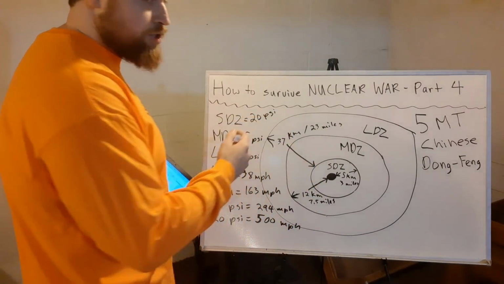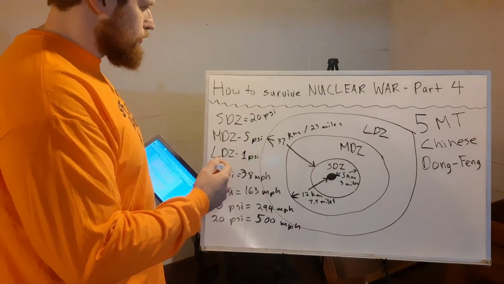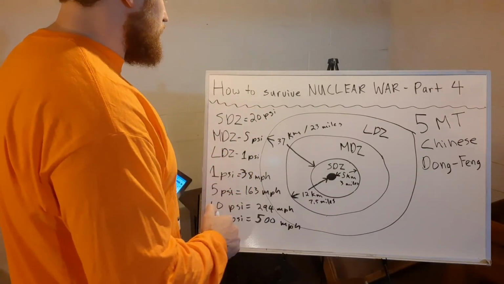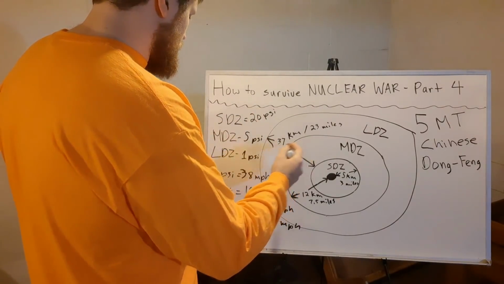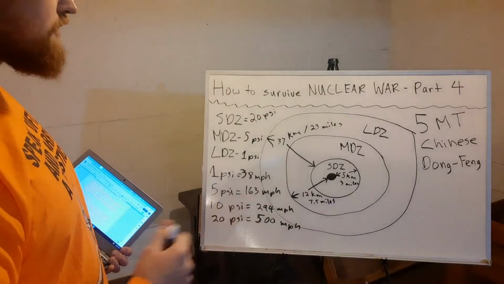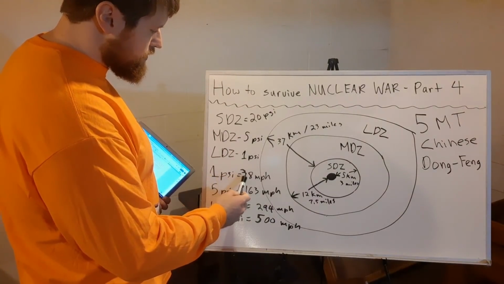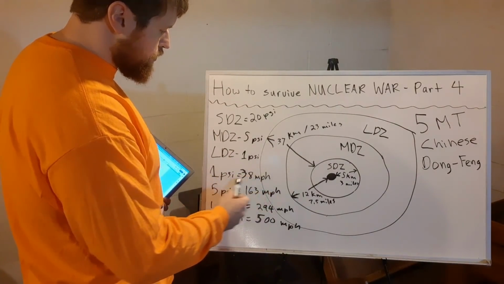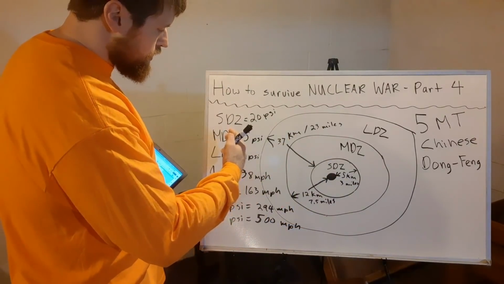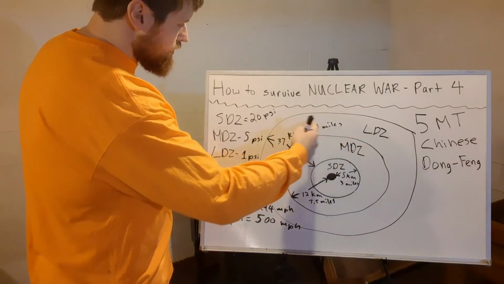Now, to rupture your lungs, you need 30 psi. So if you're within the severe damage zone, there's a possibility you could even rupture your lungs. And then you have 1 psi, which is very low. 1 psi is just enough to shatter glass. 1 psi is equivalent to a 38 mile per hour gust of wind. That's when the blast wave is coming through. It's going to have a 38 mile per hour wind if you're within the light damage zone.